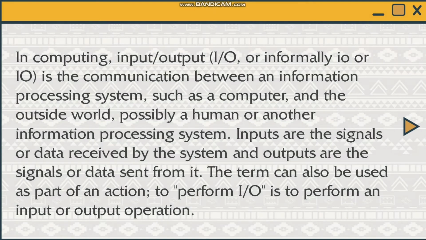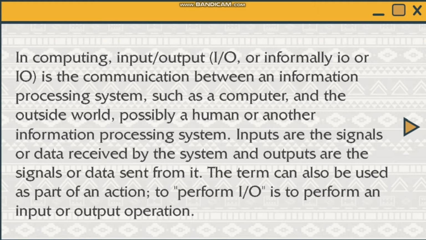In computing, input or output, I/O, or informally small I/O or big I/O, is the communication between an information processing system, such as a computer, and the outside world, possibly a human or another information processing system. Inputs are the signal or data received by the system, and outputs are the signal or data sent from it. The term can also be used as part of an action. To perform I/O is to perform an input or output operation.